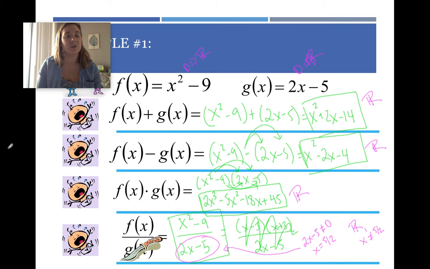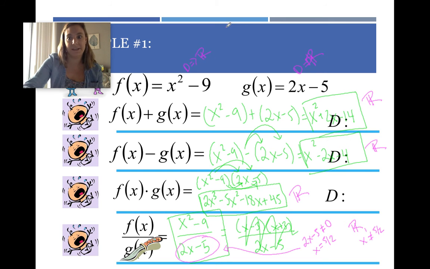So we're performing these operations, which you may have done in the past, but then we're going that step further and we're analyzing what the results are. So you're thinking about how this operation impacts the domain and range I started with.